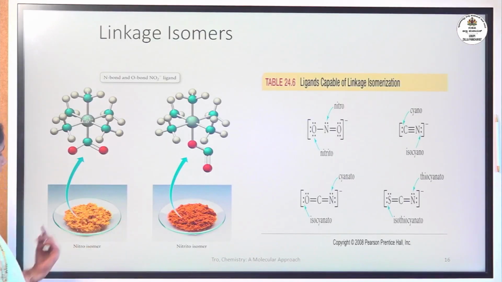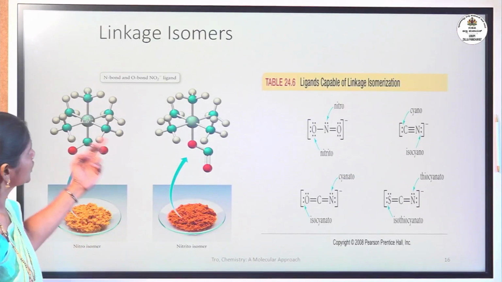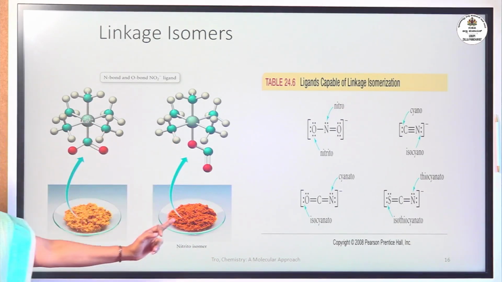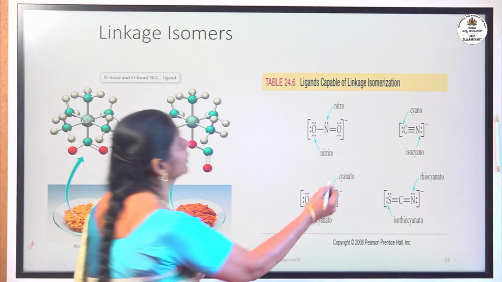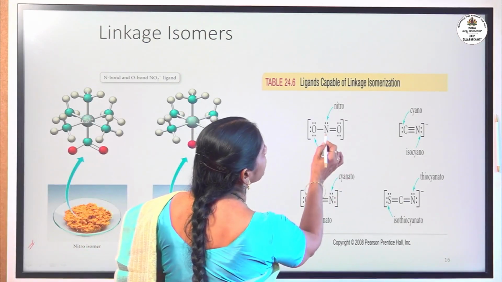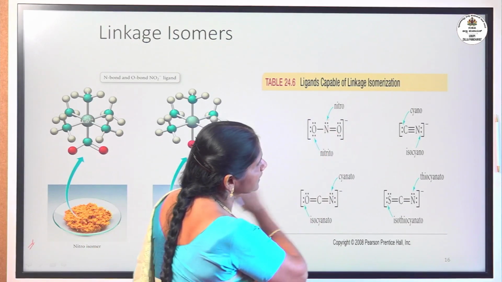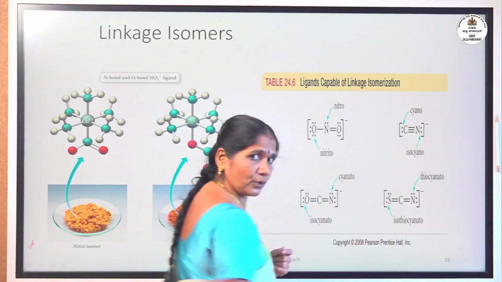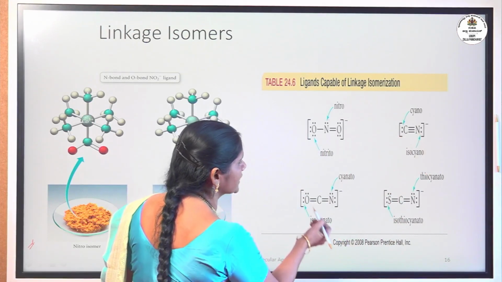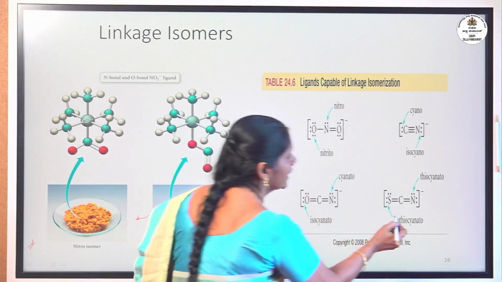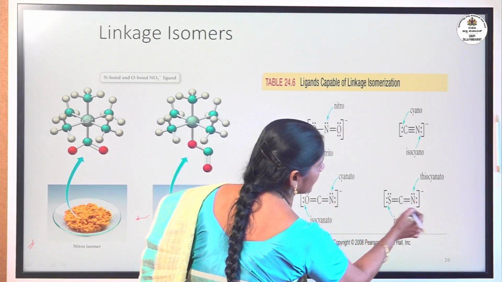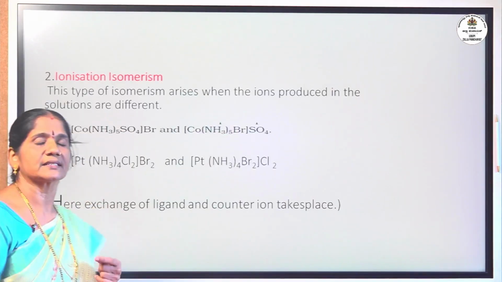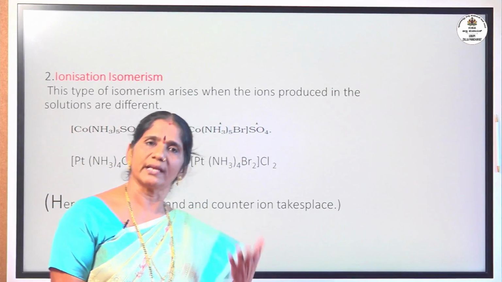Next one, you can see a nitro isomer where nitrogen bonds and a nitrito isomer where oxygen is the donor. They have slightly different colors here, and you can see here this is nitrito-N, where N can be the donor or oxygen can be the donor. Cyanide is another example where carbon can donate or nitrogen can donate the electrons. Even isocyanato, either oxygen or nitrogen. Here isothiocyanato and thiocyanato, where sulfur or nitrogen can be the donors. And when ambidentate ligands are present, such isomerism is called linkage isomerism.